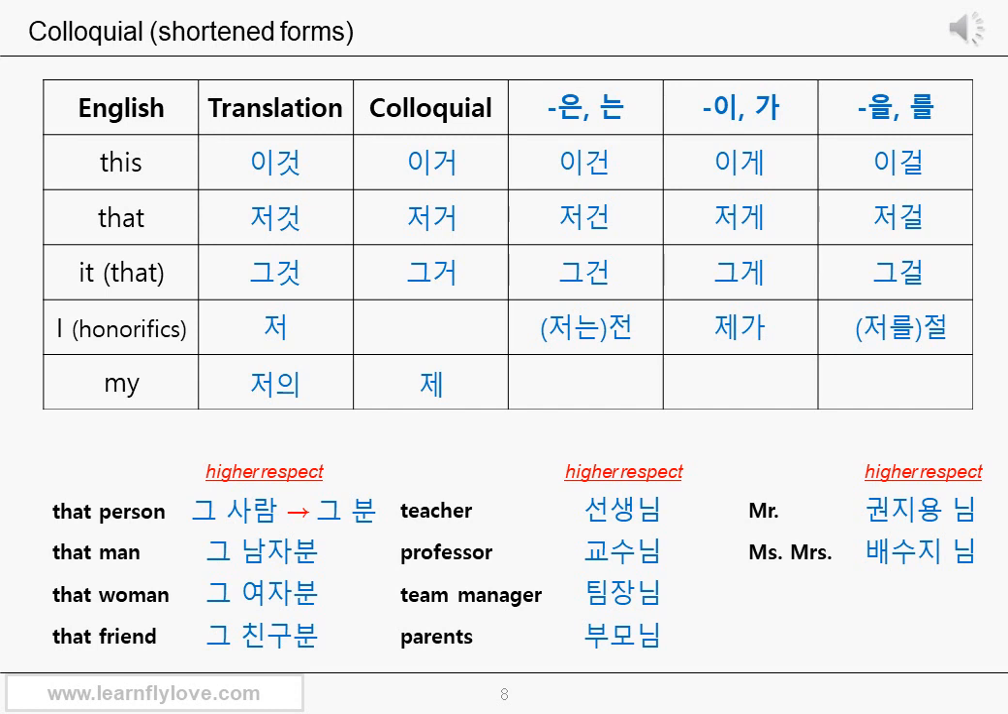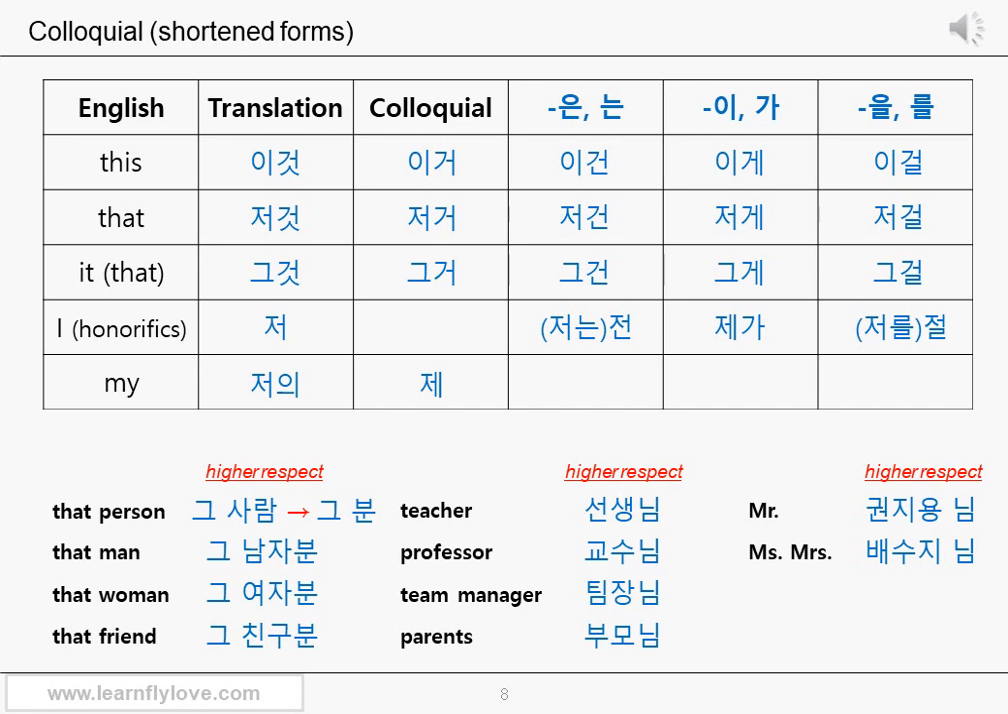If you add the auxiliary particle 은 or 는, it becomes 그건, 그건. With the subject particle 이 or 가, it becomes 그게, 그게. If you add the object particle 을 or 를, it becomes 그걸, 그걸. It's the shortened or colloquial form of 그것을 or 그거를.